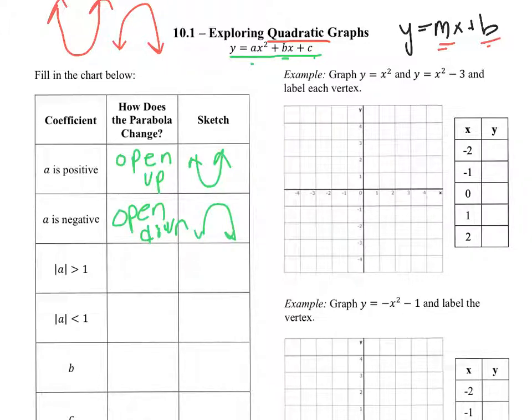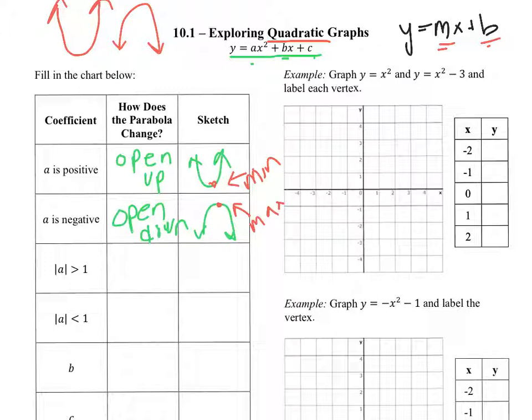When it opens up, this is called a minimum value, and when it opens down, this is called a maximum value. This is the minimum point in the function, and this is the maximum y value of the function. Also, the value of a makes an impact on the graph.